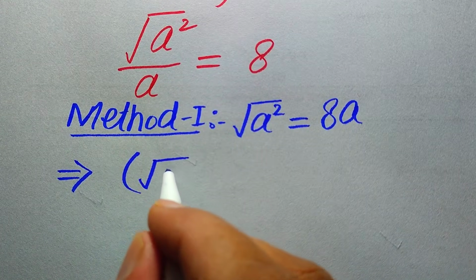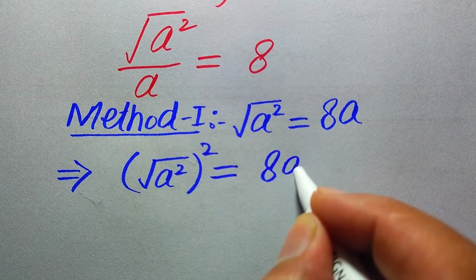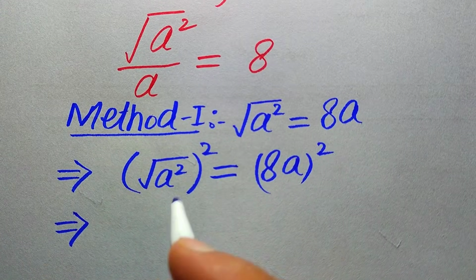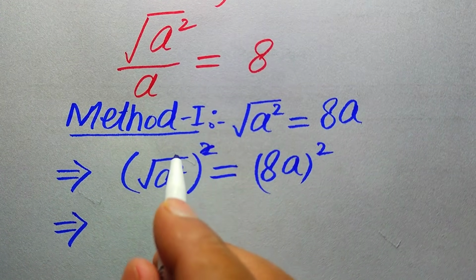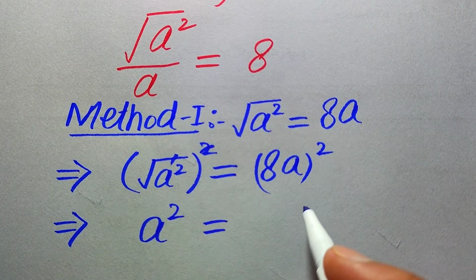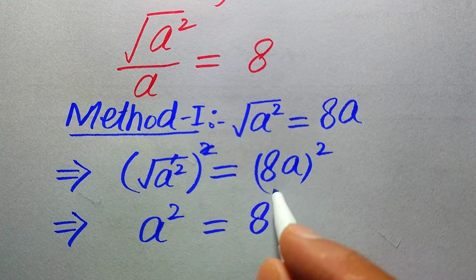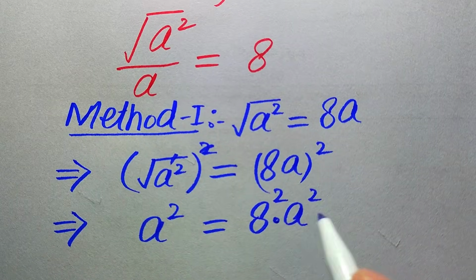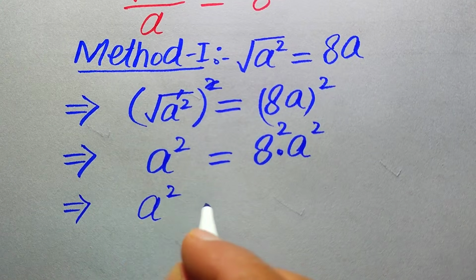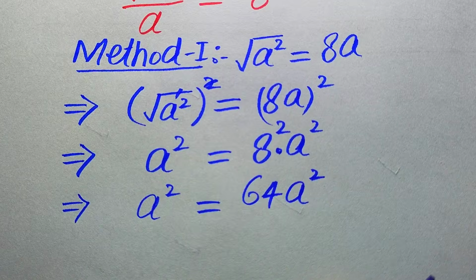In order to remove the square root sign, we apply squaring on both sides, and this will be written in this form. Now in the next step, in the left hand side you see that this 2 and this square root are cancelled out by each other, and we get a squared only. In the right hand side we apply the square separately on both of these values, and it becomes 8 squared multiplied by a squared. Now we have a squared is equal to 8 squared, which becomes 64 times a squared.